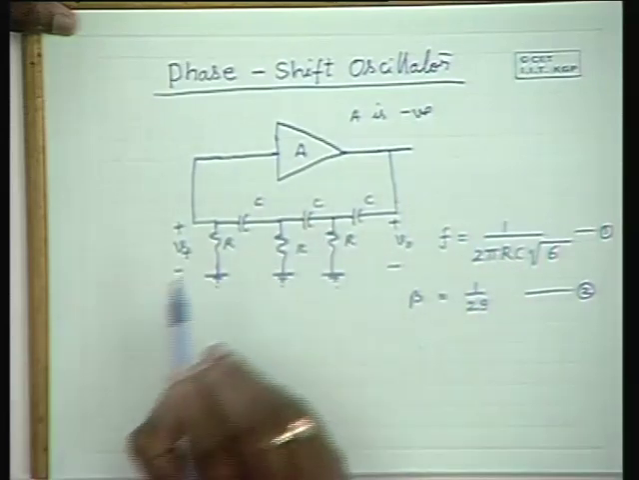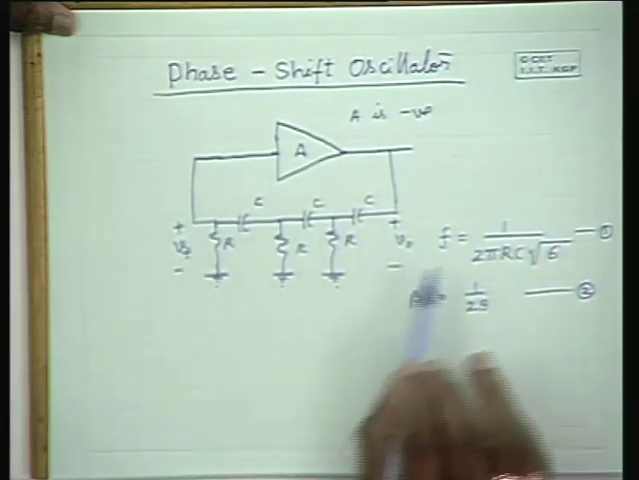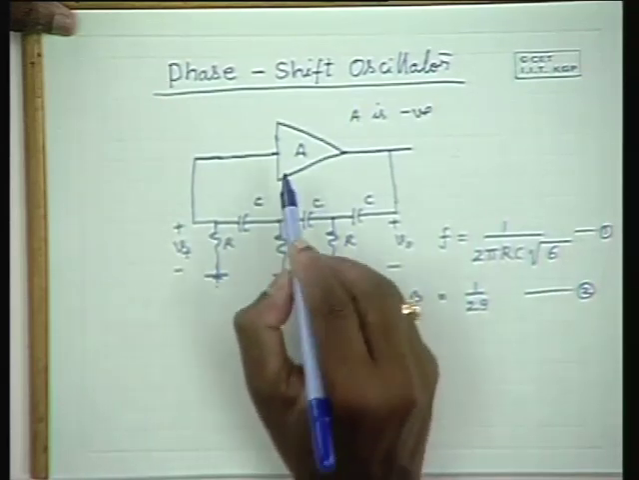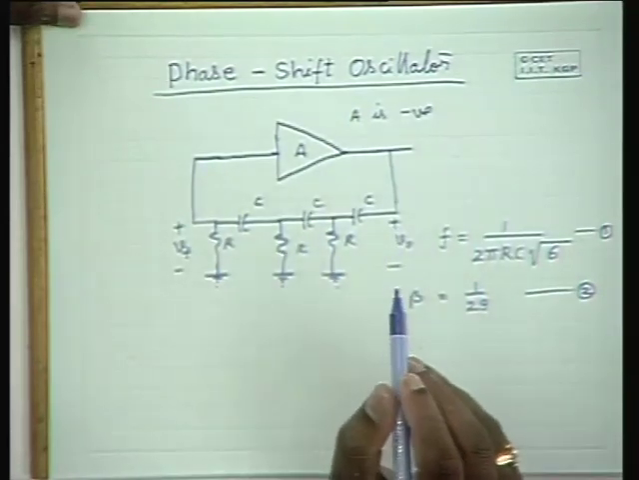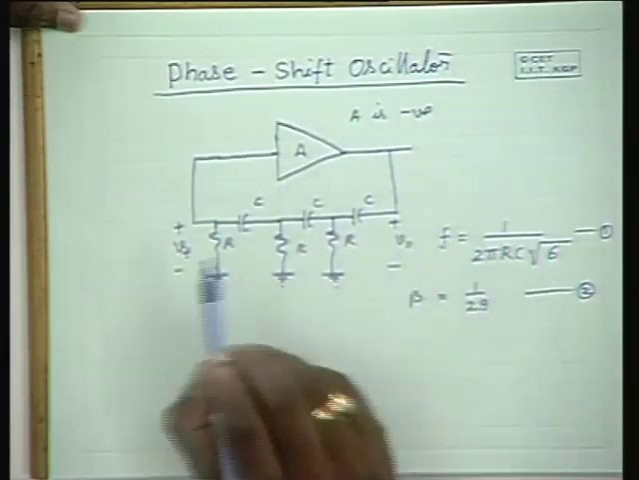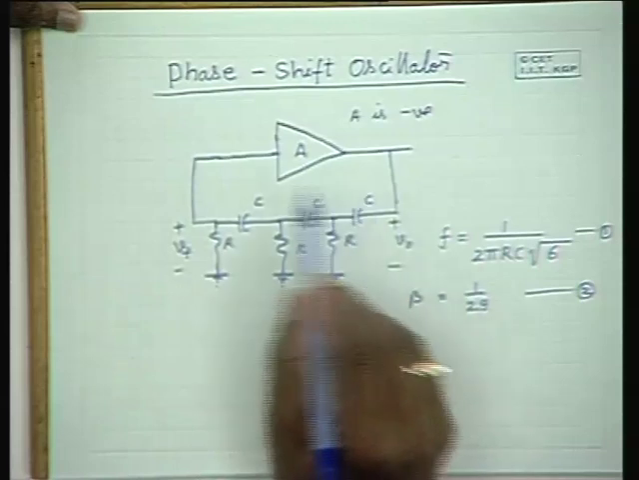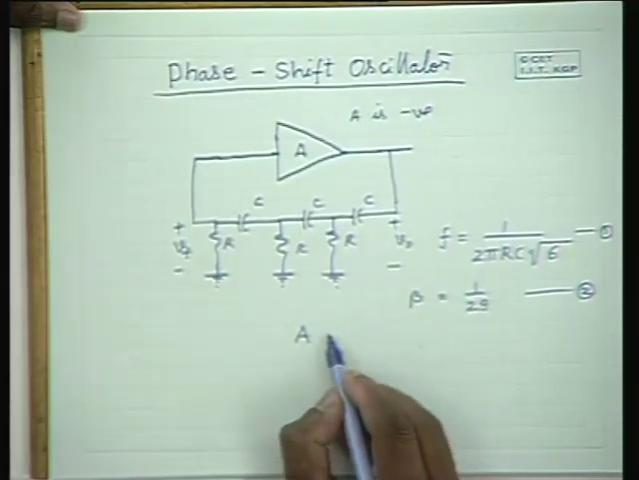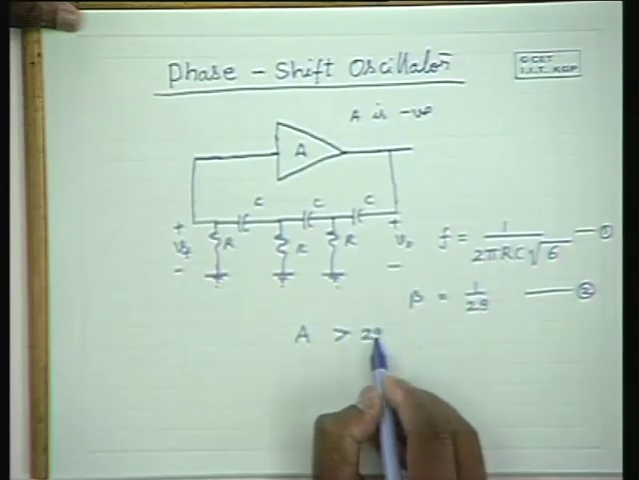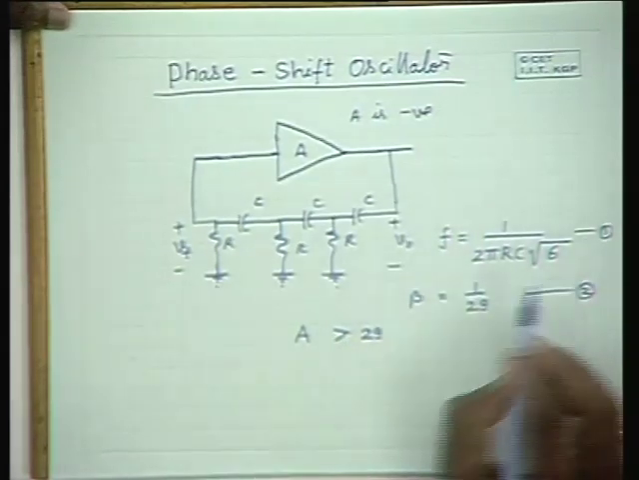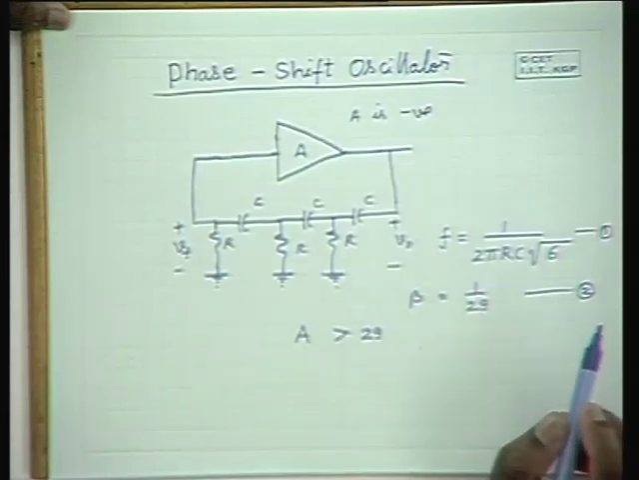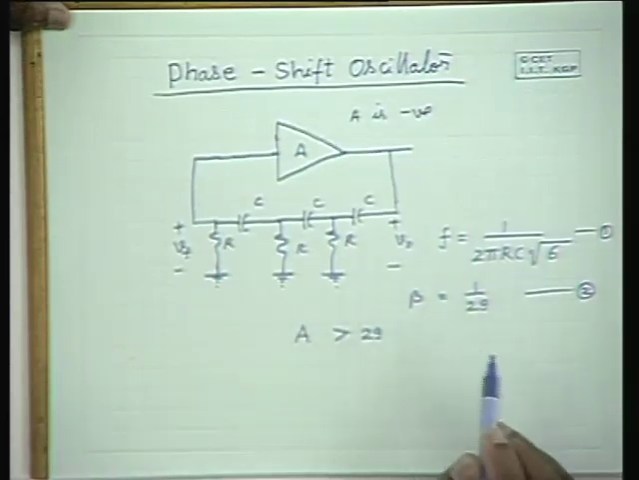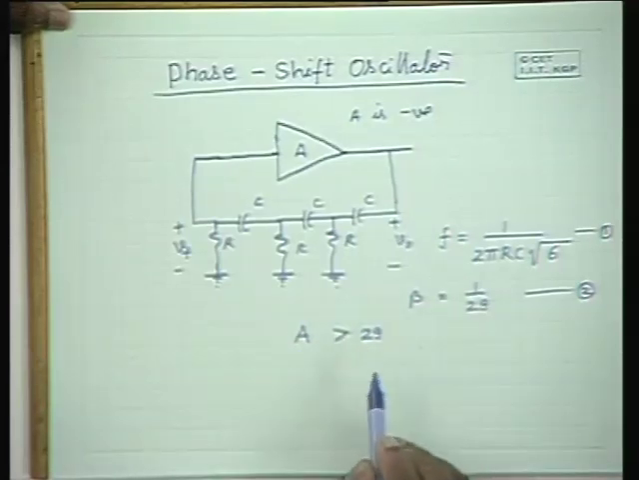Now, coming to the amplifier design, if these are the outcomes of a phase shift network, now you have to select an amplifier. And if the amplifier has negative gain, what is the gain of the amplifier now? The gain requirement? Gain should be greater than 29, should be slightly greater than 29, because beta is equal to 1 by 29. To satisfy A beta equal to 1, you need A to be slightly greater than 29.